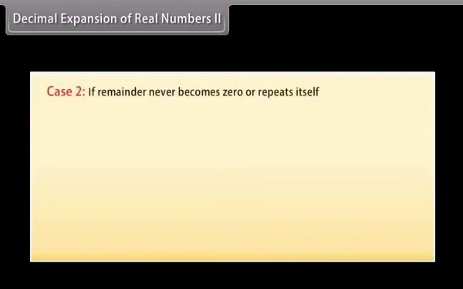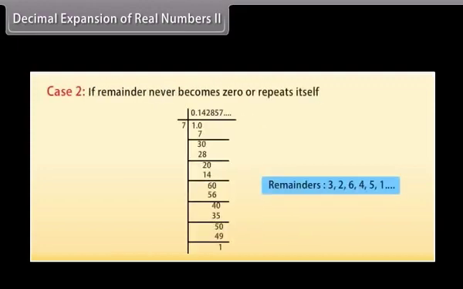Case 2: if the remainder never becomes 0 and repeats itself, then the decimal expansion of such numbers is non-terminating recurring.